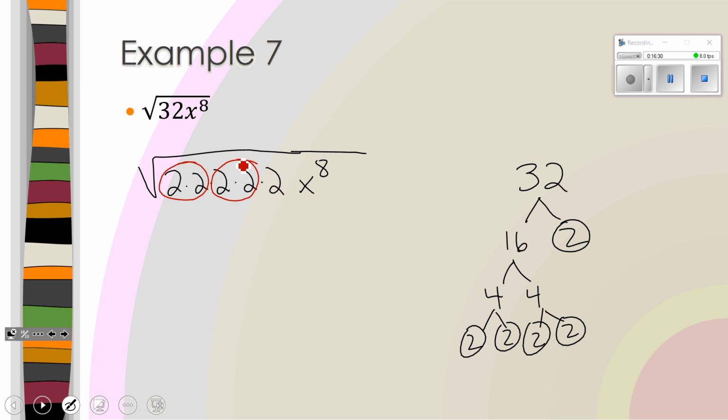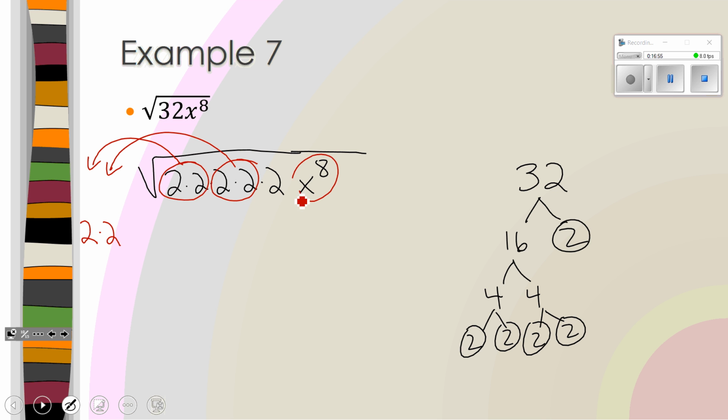Okay, so this is one set of 2s, so that comes out as a 2. You don't bring both of them out, you just bring one. Does that make sense? Because you take the square root of it. And then you can take this other pair out as another 2. Everybody with me so far?